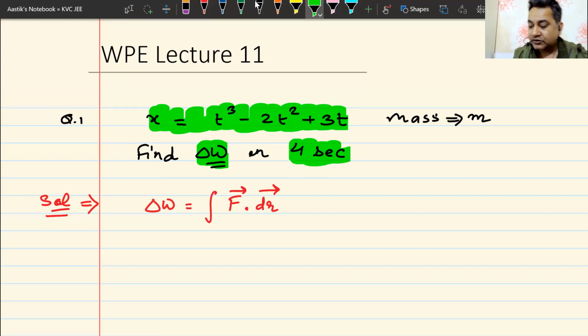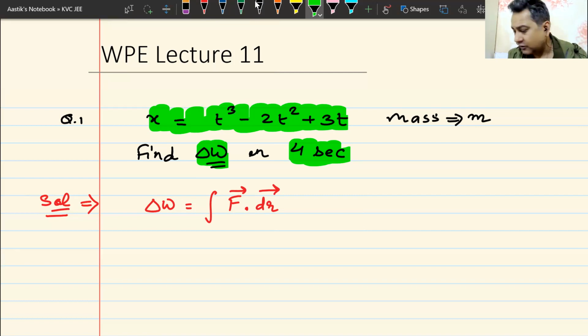That is also new, because up till now we were finding work done from point A to point B. There were 2 points in space. Now it's given in time. So these are the two new things. So somehow time has come into the picture.